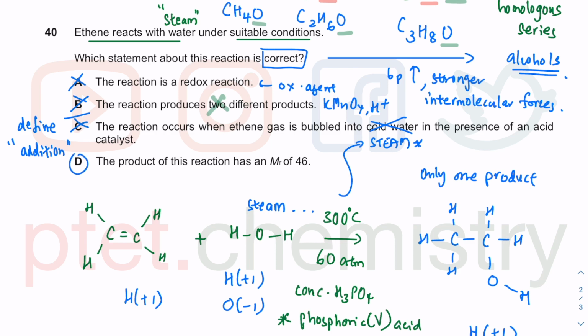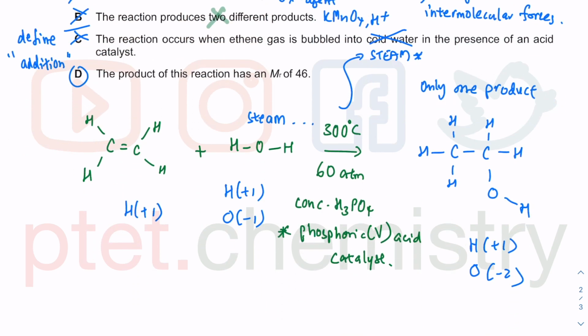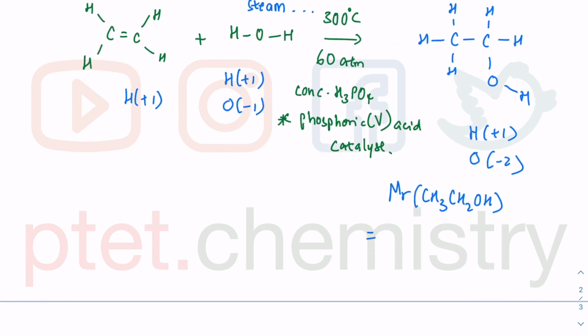D is definitely correct. The product of this reaction, the product meaning there's only one product, so that is fine, because it is an addition product from two reacting molecules that added together. In terms of the Mr, we're looking at CH3CH2OH. If you add that up, that is 12 plus 3 times 1 plus 12. I better just add up the carbon, to be honest. So there's just C2H5OH. That will make my life easier.